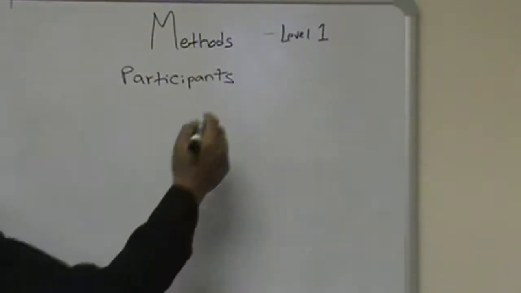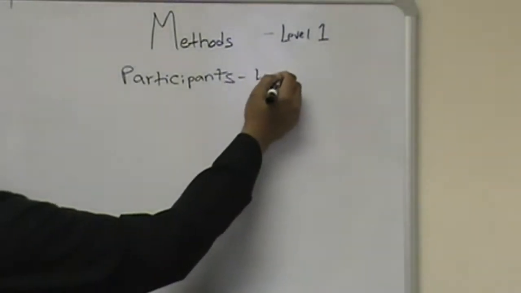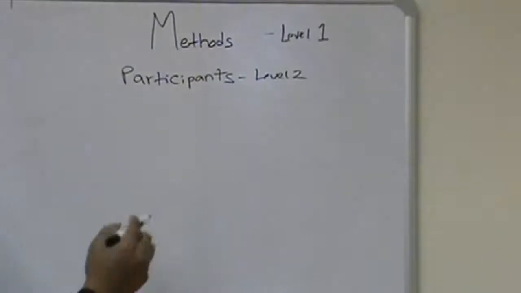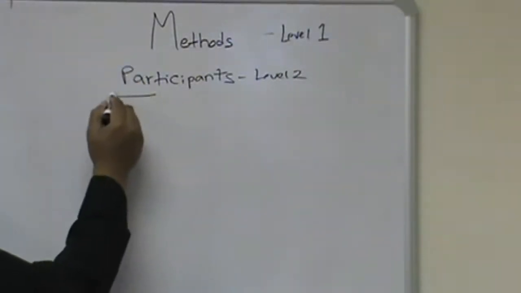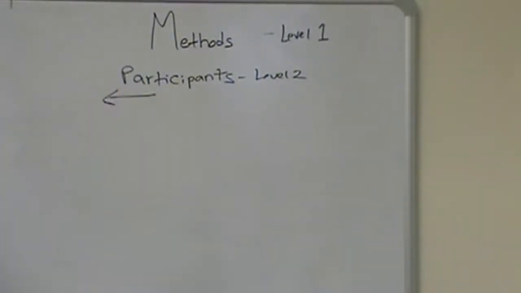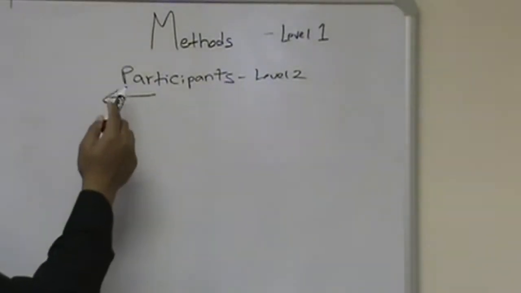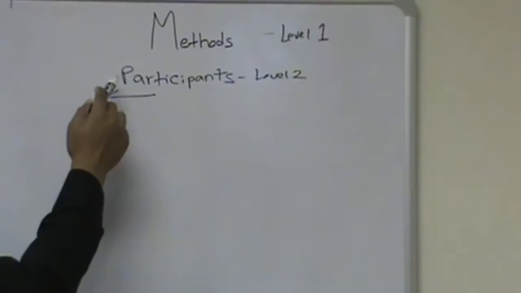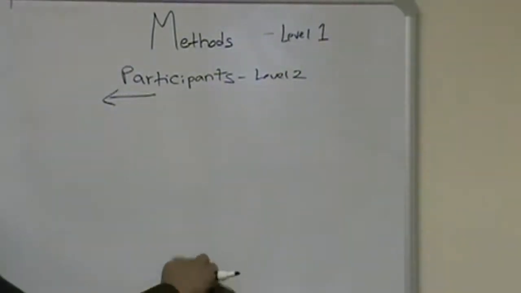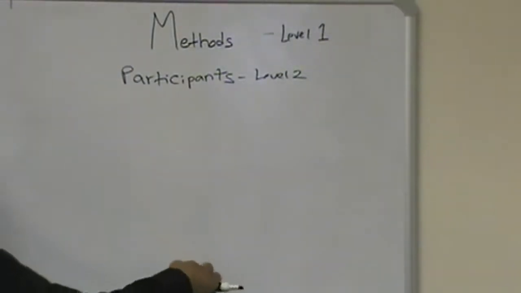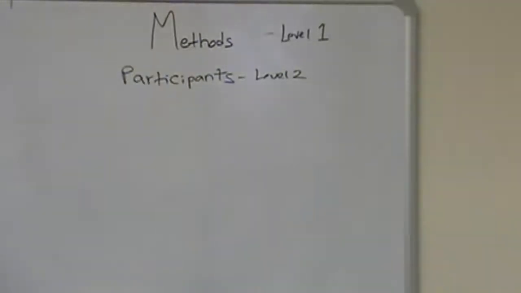This is a level 2 heading. And that means this is left justified, so it's on the left margin of the page. It's also in bold font, and it has a capital letter for the first letter of the word, followed by lowercase letters. That's a level 2 heading. So that's the first section in the methods.